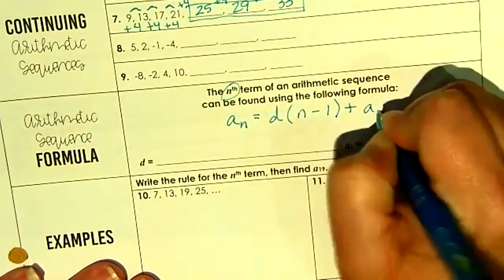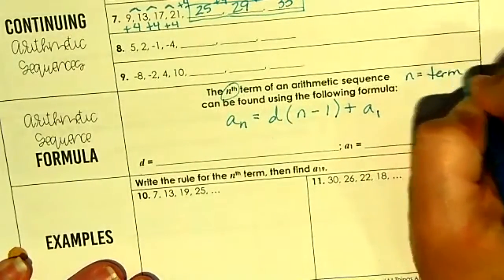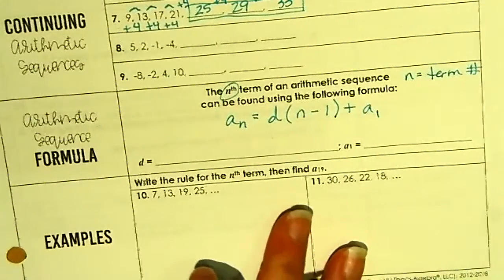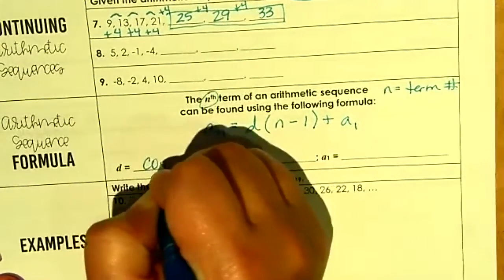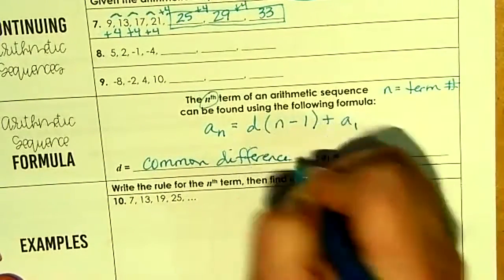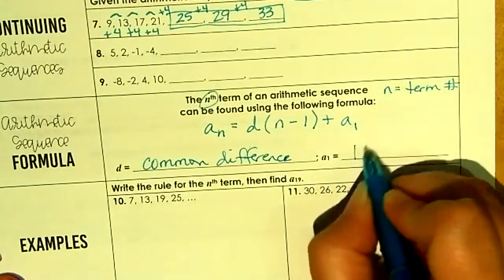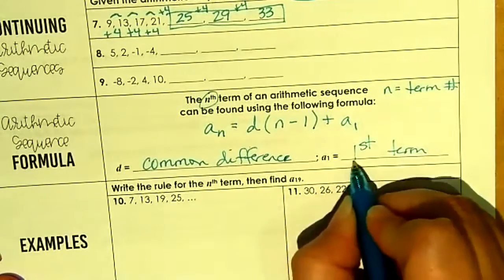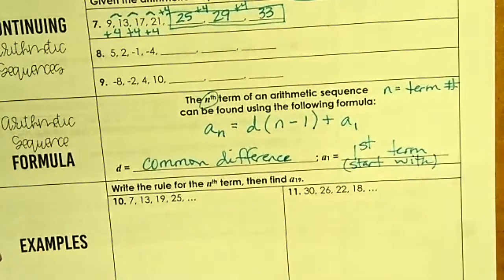Plus a sub 1. So when it says the nth term, n represents the term number, like if you're looking for the 5th term or the 101st term. The d refers to the common difference, which we talked about up at the top of this page. The new part here is a sub 1. That's referring to the first term, or what you start with.